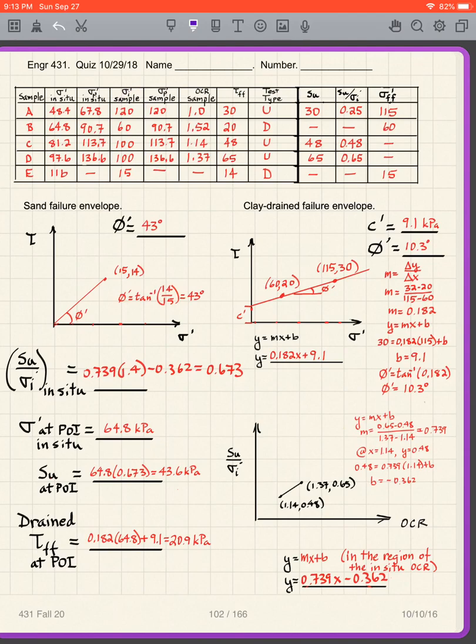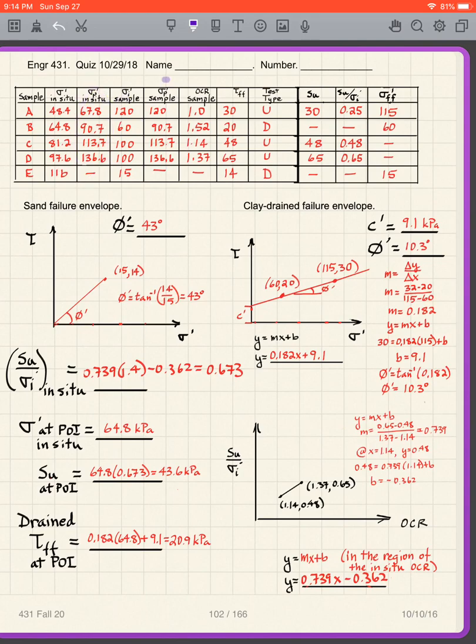Then what is our sigma prime P of the sample? Well, we're going to compare this column to this column and take the greater of those two. So 120 versus 67.8. The greater is 120. 90.7 versus 60, 90.7 is the greater. 113.7 versus 100, 113.7 is the greater. 136.6 versus 100, 136.6 is the greater. So what we figured out here is the greatest stress the sample has ever felt. And you're determining whether it was greater in the ground or greater at the beginning of the test. So the biggest of those two.